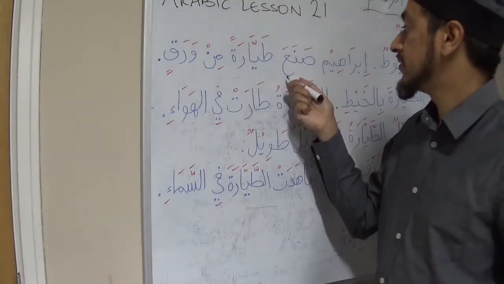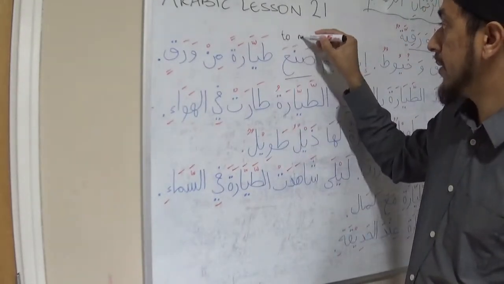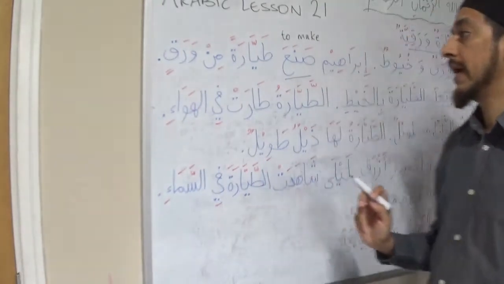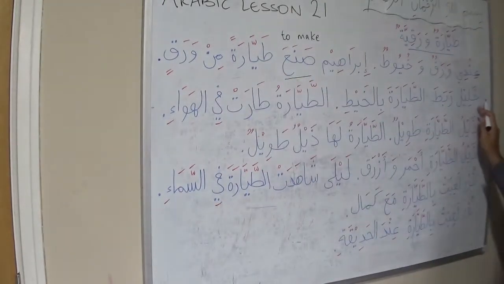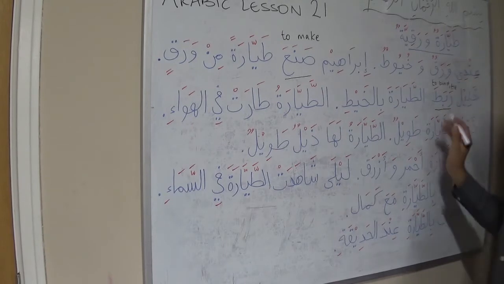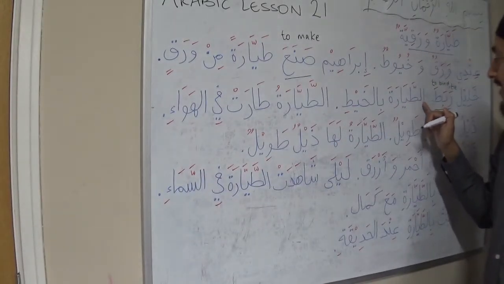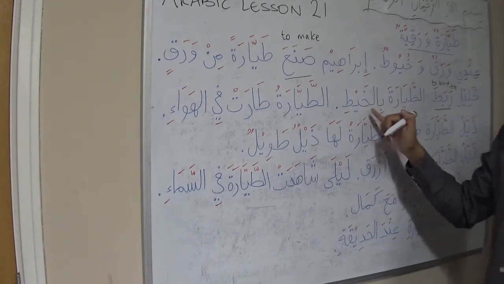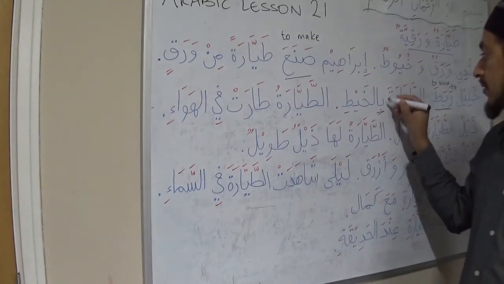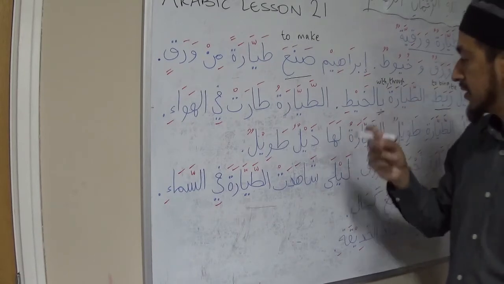Ibrahim sana'a, the first verb, and again it's all madi, to make. Ibrahim made طيارة من ورق, he made a kite from paper. He made a paper kite. Khalil ربط, to bind, tie. Khalil, he tied. What did he tie? الطيارة, the kite, with the alif lam there. بالخيط, with the string. So he tied the kite with the string. Ba, there is the with also. With, through. With or through the string.